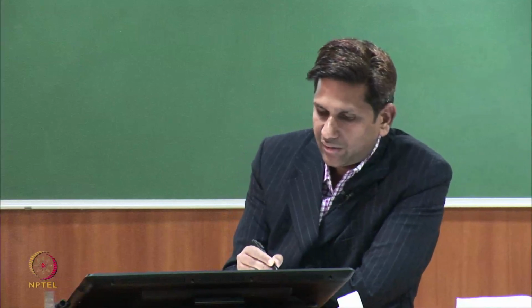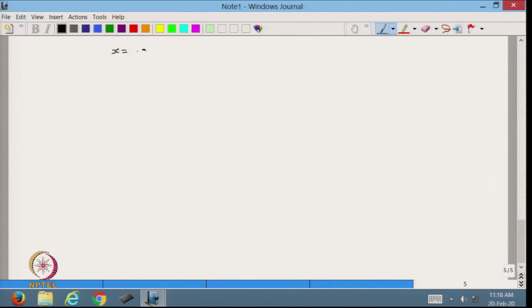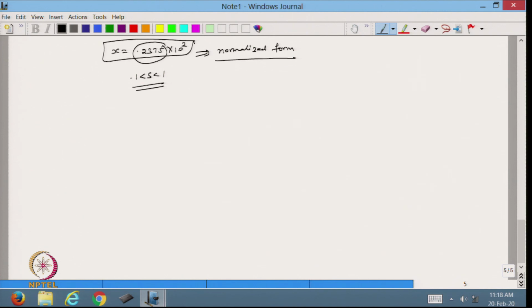Now, the same number I can write as x equal to 0.2375 into 10 raised to power 2. In this case my s is 0.2375, so it lies between 0.1 and 1. That is the normalized form. In the normalized form we put all the non-zero digits on the right of the decimal and raise the power as needed. So, that is the normalized form of the value x.